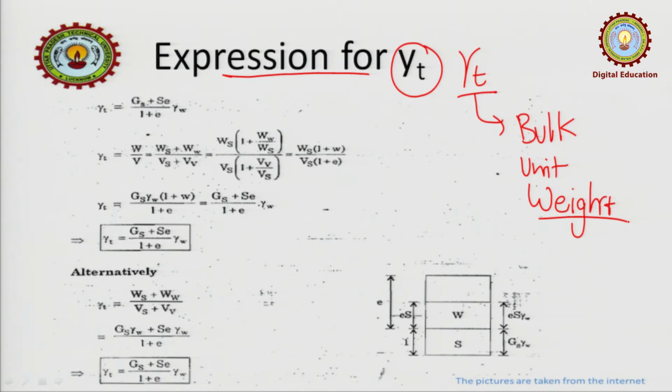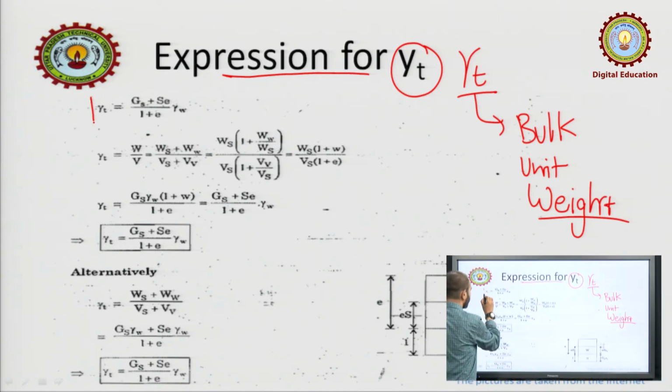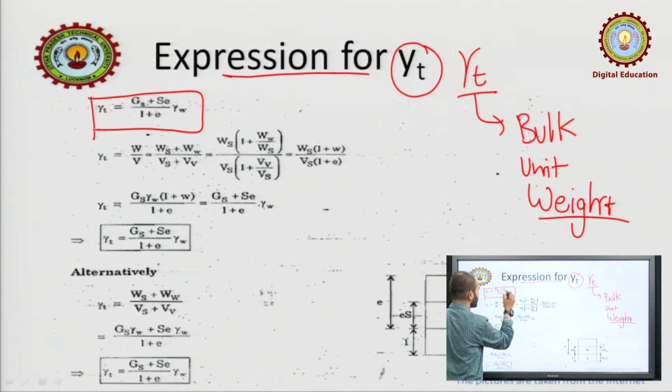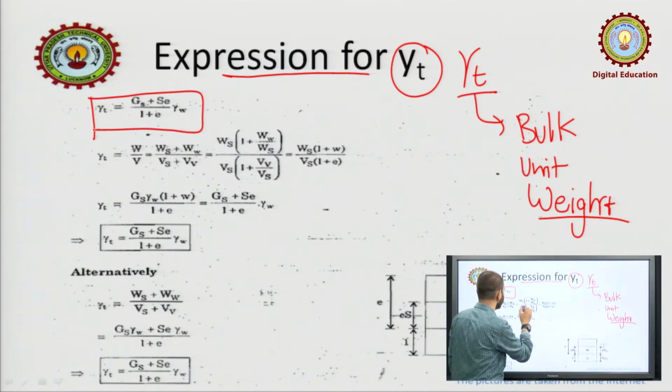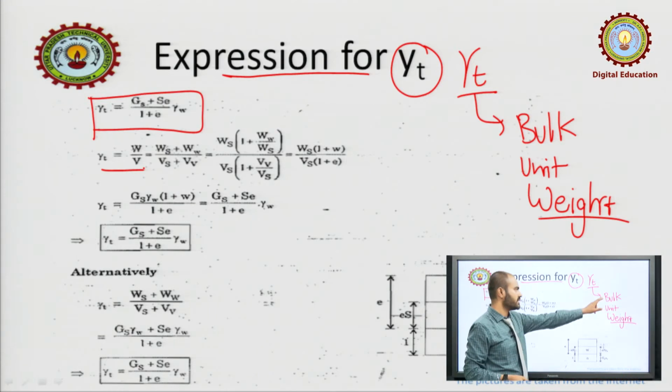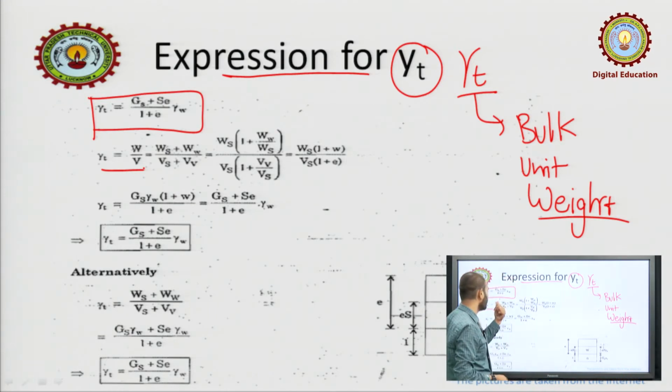Let's see. First of all, the final relation is this: (Gs plus Se) upon (1 plus e) into gamma w. Now, how is this obtained? Let us see. First of all, you know that gamma t is W by V. If you remember, the bulk unit weight is the total weight upon total volume.